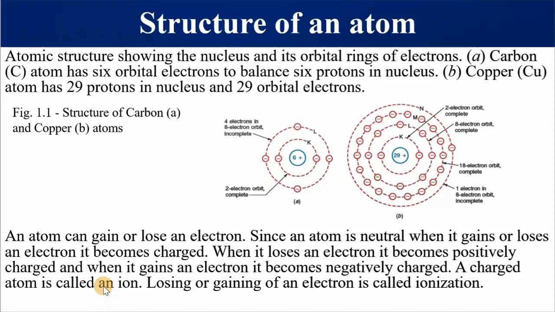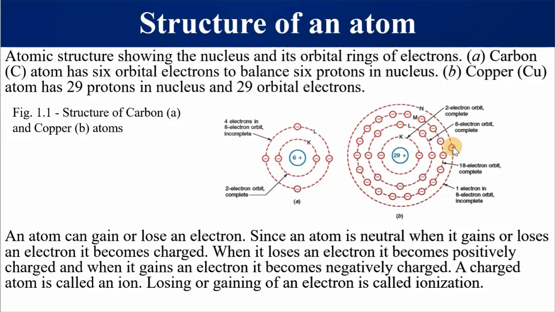The structure of an atom: we've got two structures, one for carbon and another one for copper. As you can see, the K shell, which is the first shell from the nucleus, contains 2. Then the valence shell for carbon contains 4. Atoms with 4 electrons in the valence shell are called semiconductors. Then copper is a very good conductor. Just look at the number of electrons in its valence shell. The less the number of electrons, the better the conductivity.